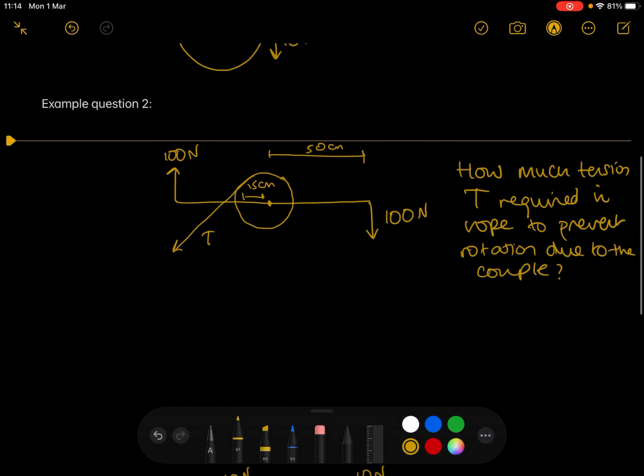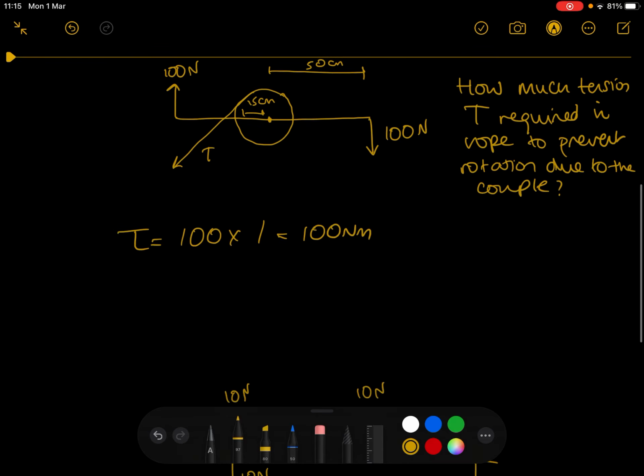So first thing I'm going to do is work out the torque of the couple, which is 100 times 50. 50 centimetres is half of the distance, so the total distance between them is 1 metre, so it's 100 Newton meters. Now I'm going to treat that as the torque, or should I say the moment, that's going to have to be created by the tension force.